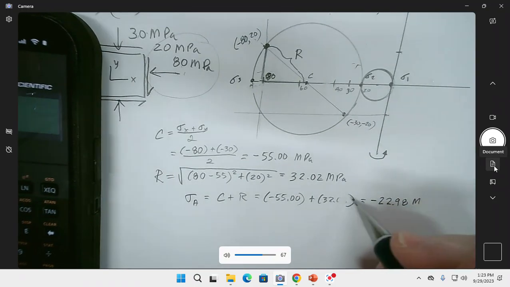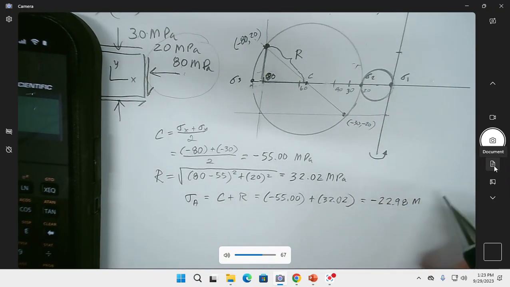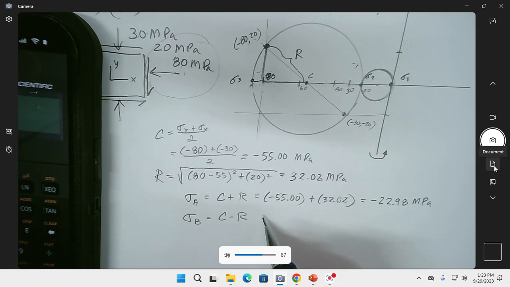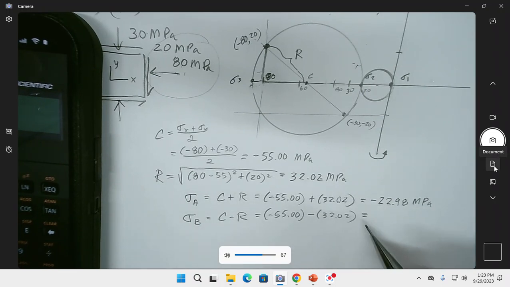I don't know where that 5 came from. Oh, is that how it's going to be today? Apparently. Okay. Then you go sigma B, C minus R. So you have negative 55 minus 32.02. You should be able to do that in your head. That's going to be a negative 87.02.